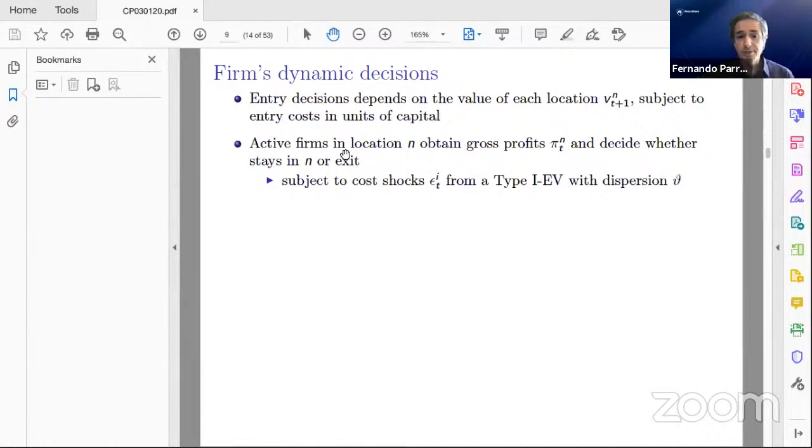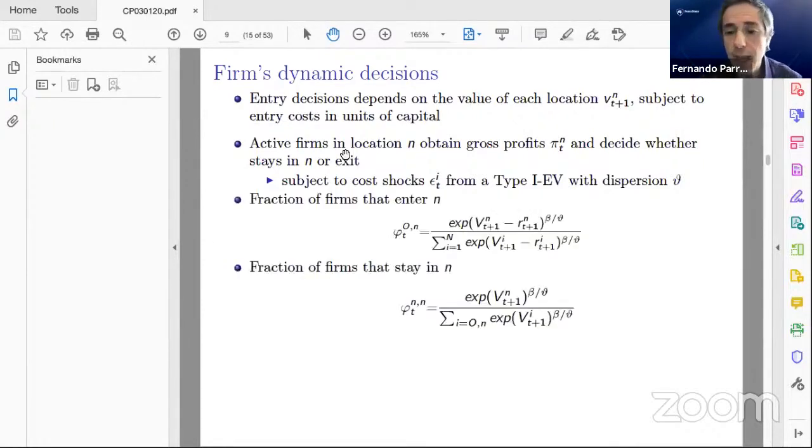Active firms, firms that are already producing in a given location, are going to obtain gross profits and going to decide whether to stay producing in the same location or exiting the location. And all these decisions are going to be subject to cost shocks that are going to be realizations from a type 1 extreme value that, similar to the case of households, is going to allow us to aggregate the behavior of individual firms.